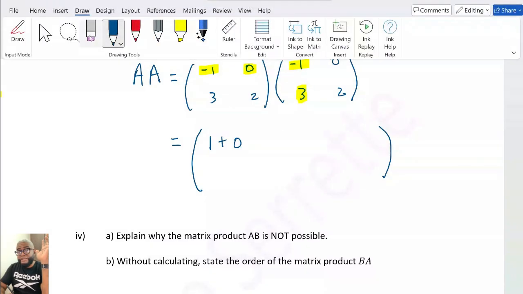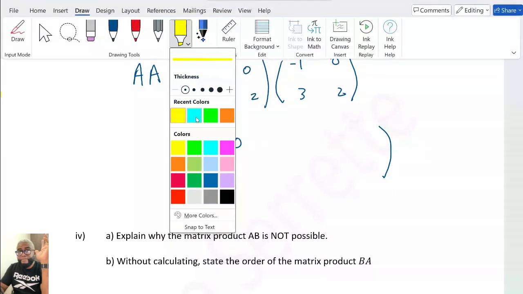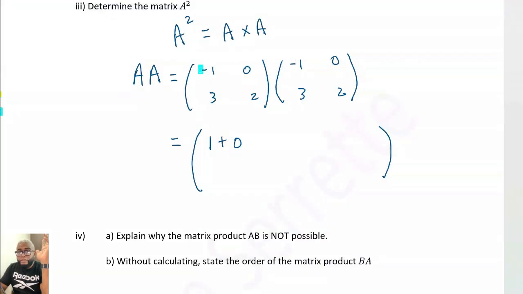Second multiplication. So we go in: negative 1 multiplied by 0. What will that be? 0. And then 0 by 2 would be 0. So this will be plus 0. Everybody good there?